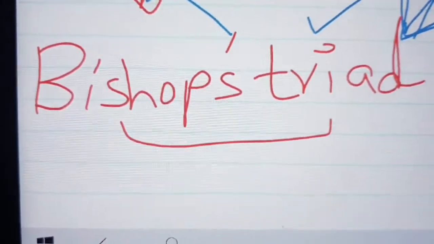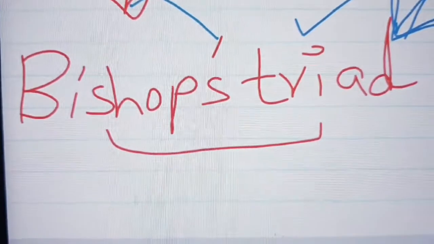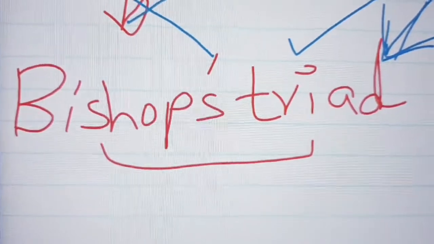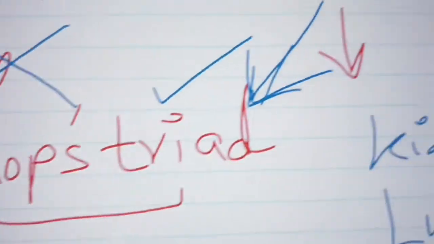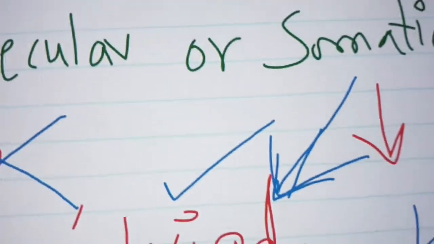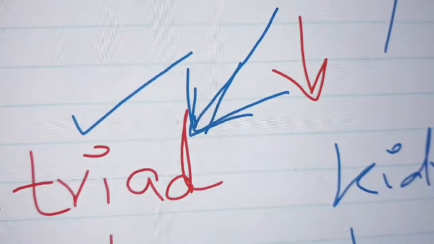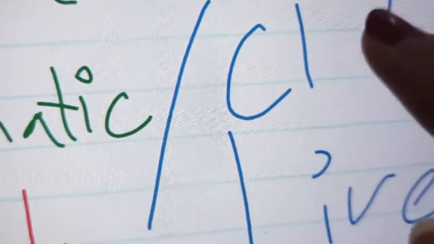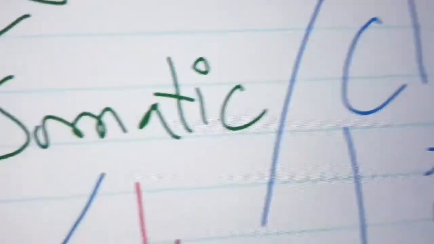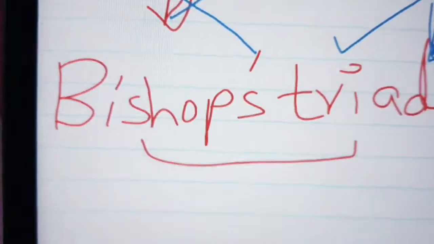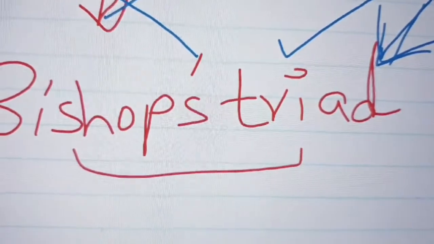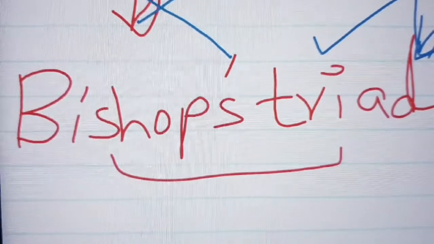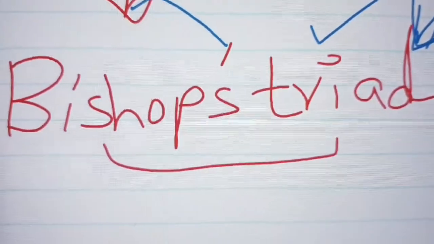Now you all must be thinking, what is this bishop's tripod? So the bishop's tripod of life describes somatic death. This somatic death is also known as clinical death. So the bishop's tripod means that there should be no circulation, an absence of any circulation in the body.